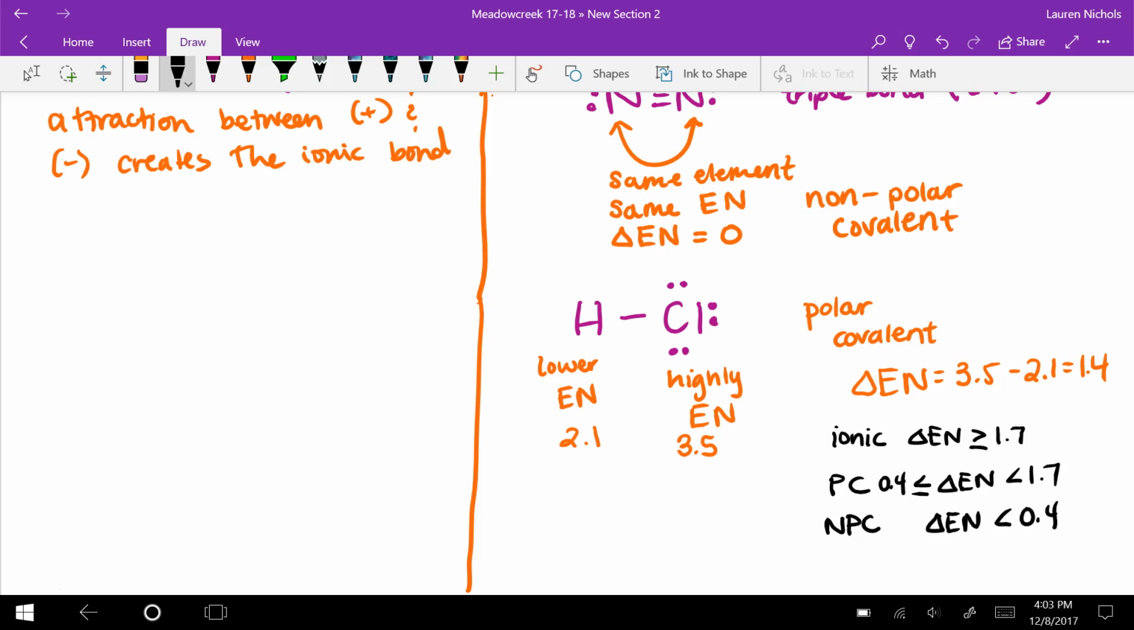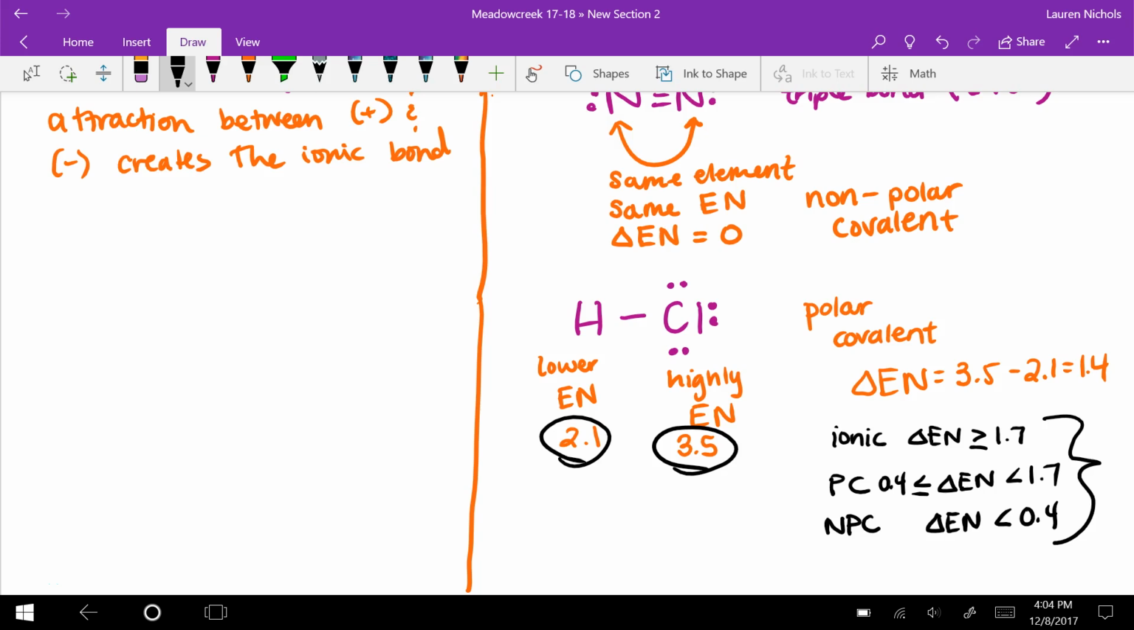Now, you can use these values in this range to decide whether or not something will be polar covalent, but if you are not given these numbers right here, which you have to be given in order to use them, there's no way you would just have them memorized. Well, I do, but it's because we've done these same problems over and over again in class. You would need to use their positions on the periodic table in order to really figure that out.